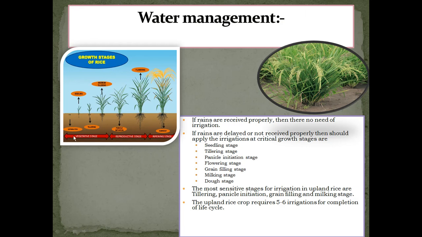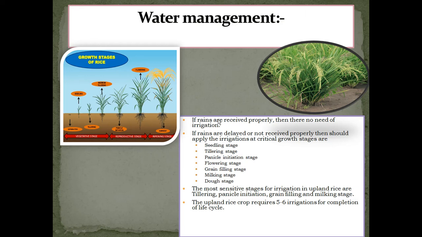In this case, the vegetative stages include germination, tillering, or maximum tillering. Then reproductive stages include panicle initiation and flowering, and the ripening stage, which includes harvesting. With respect to water management, if rains are received properly, then there is no need of irrigation. If the rains are delayed or not received properly, then we should apply irrigation at critical growth stages, that is the seedling stage, tillering stage, panicle initiation, flowering, grain filling, milking, and dough.